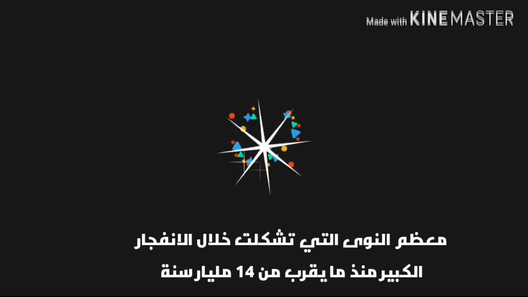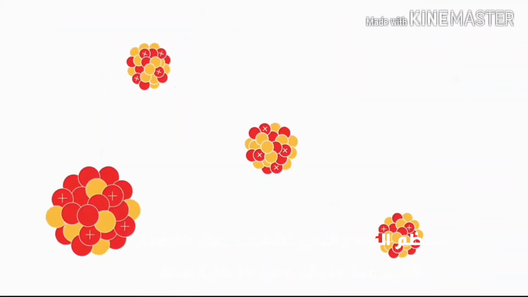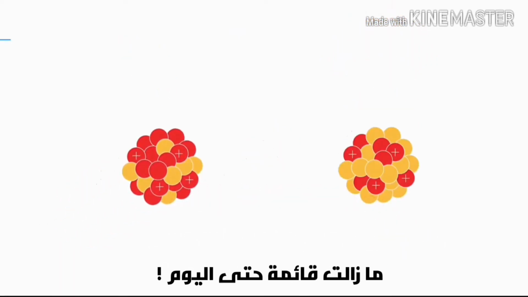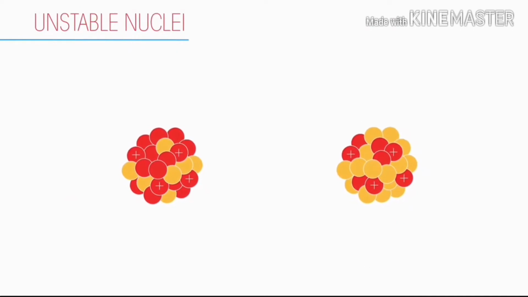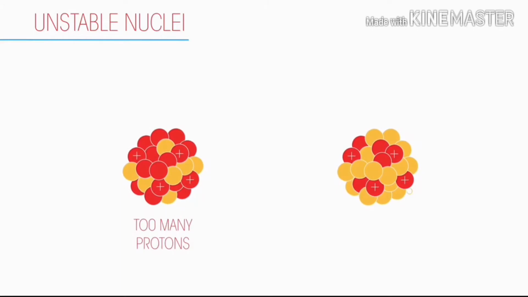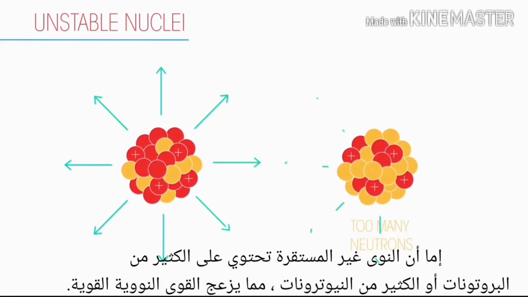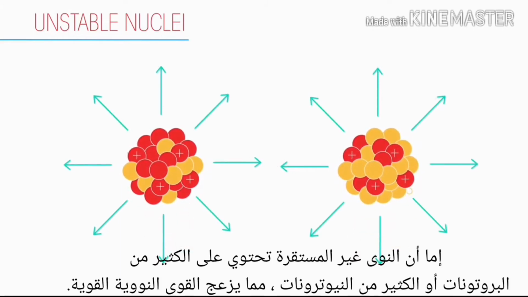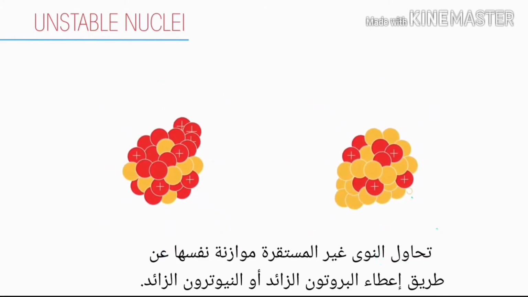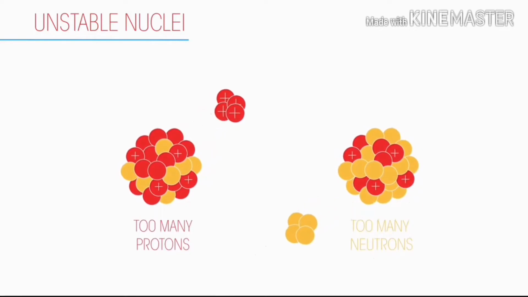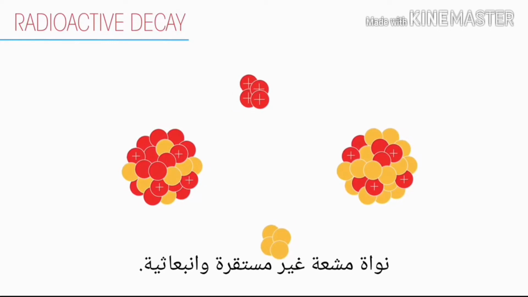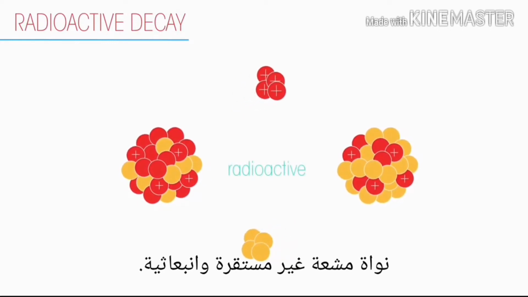Most of the nuclei formed during the Big Bang nearly 14 billion years ago are still in existence today, but not all nuclei are stable. Unstable nuclei either have too many protons or too many neutrons, upsetting the strong nuclear forces. Unstable nuclei try to balance themselves by giving off the excess proton or neutron. This is radioactive decay. Unstable nuclei are radioactive and emit radiation.